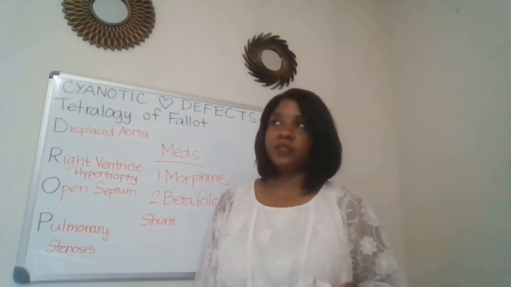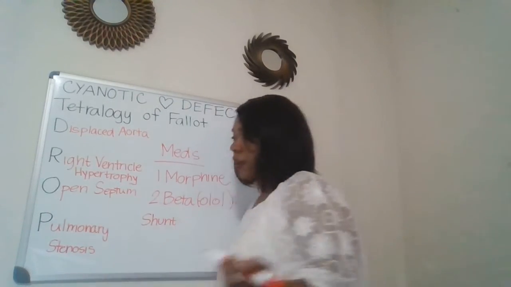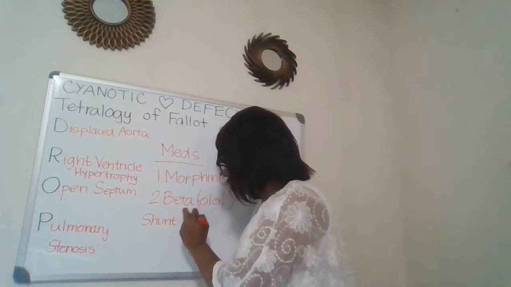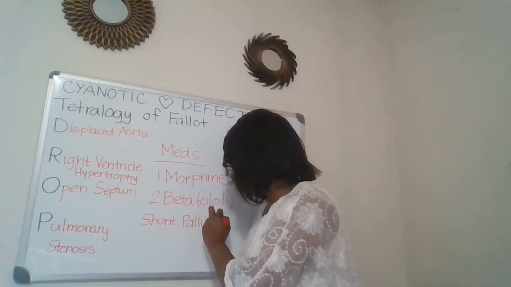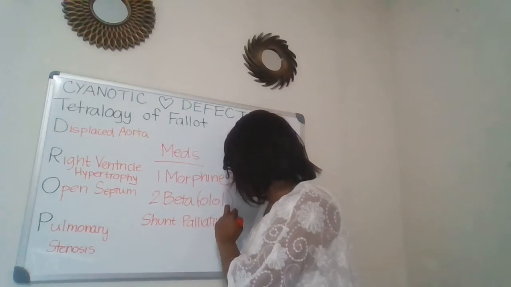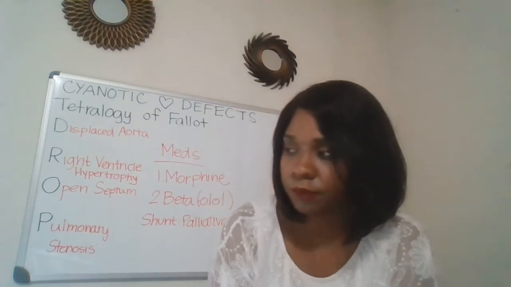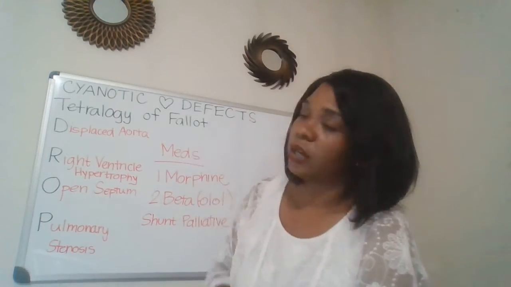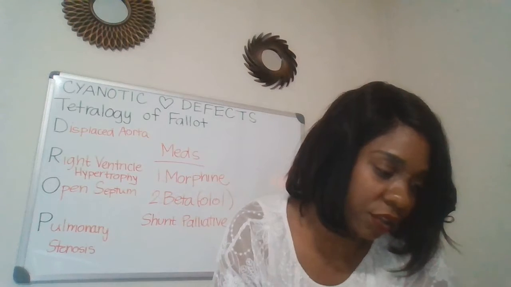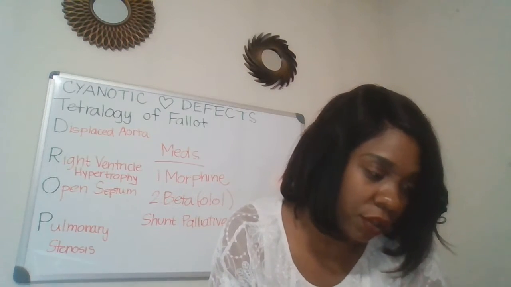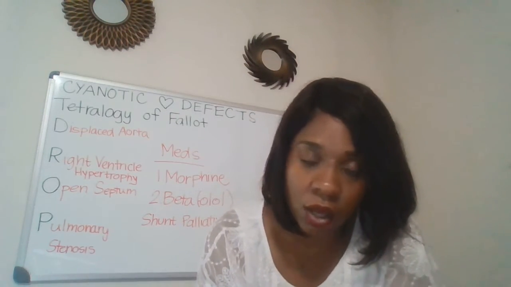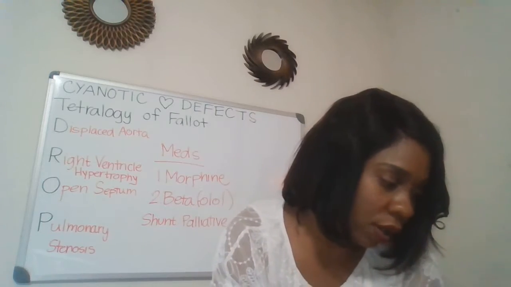So, the palliative shunt. I'm ready now. The palliative shunt is just for comfort measures. It's just used for comfort to aid with this tetralogy of Fallot. Another thing that they can do is a Blalock shunt, a Waterston shunt, or surgery.